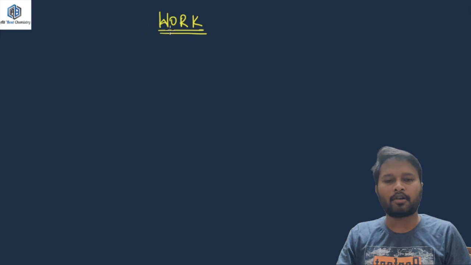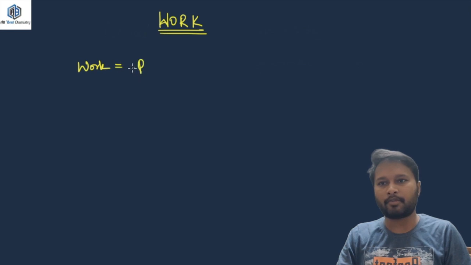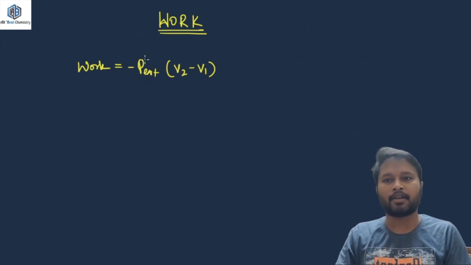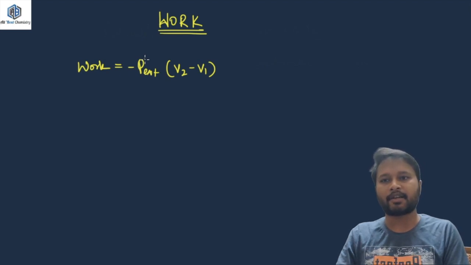All right, now let's talk about work. Ideally, work is equal to negative of P external into (V2 minus V1). P external is the external pressure which you are applying, V2 is the final volume, and V1 is the initial volume of the system. So the change in the volume multiplied by the external pressure gives you the work done by the system.